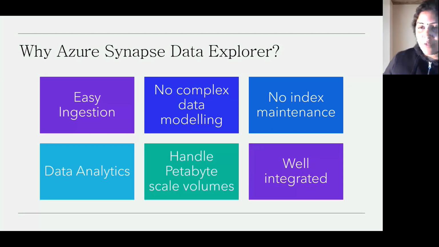That's where the KQL comes into the picture, because the KQL support allows you to simply aggregate the data, and you can visualize the data in the mechanisms that you want. And also, as I said, it can handle petabyte scale of volumes, and it's well integrated. The good thing about the Synapse Data Explorer pool is that it can transfer data between Data Explorer, Apache Spark, and integrate with the other SQL engines also.